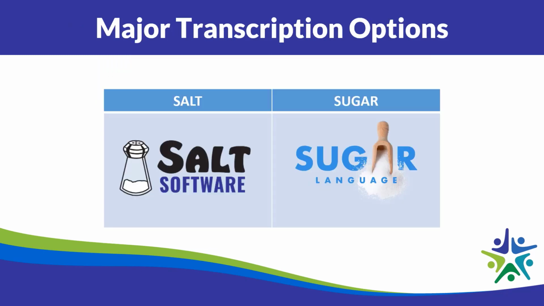So that said, when we're thinking about language sample analysis with transcription, there's two major options that we're going to think about. One is SALT, and that is a specialized software that assists with the transcription and getting automated analysis of the transcript. And then there's Sugar, which is more just guidelines for how to do computerized language sample analysis in Microsoft Word or Google Docs.